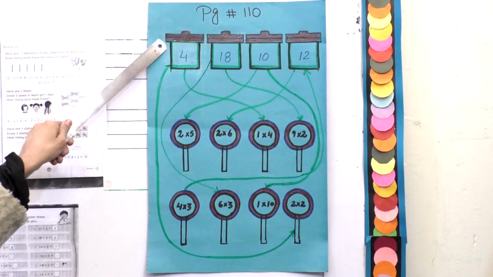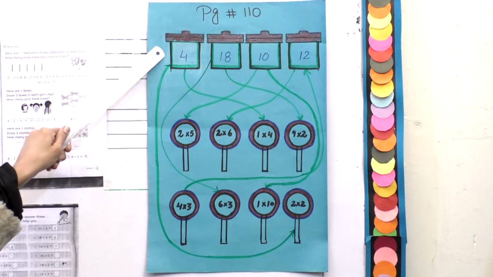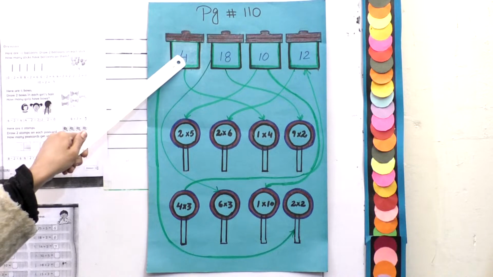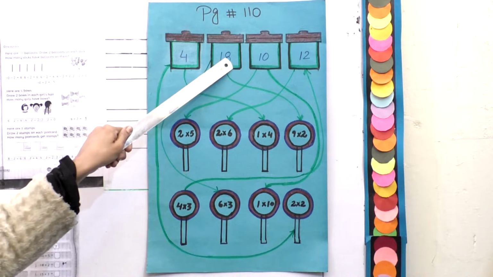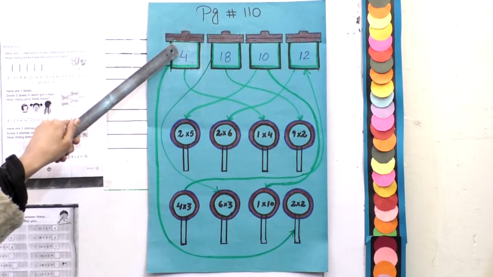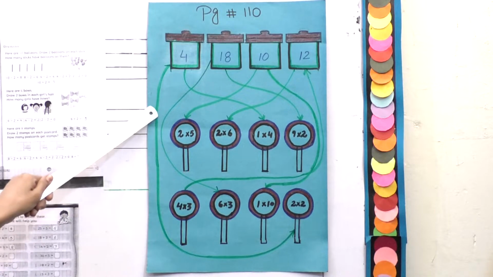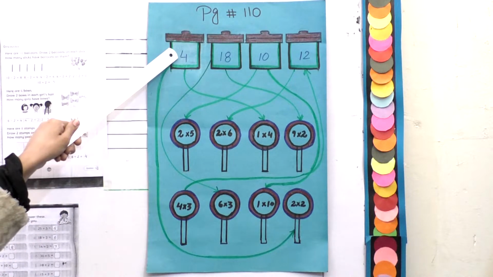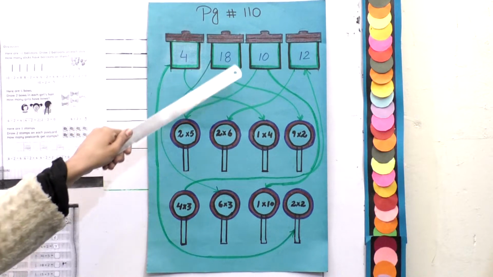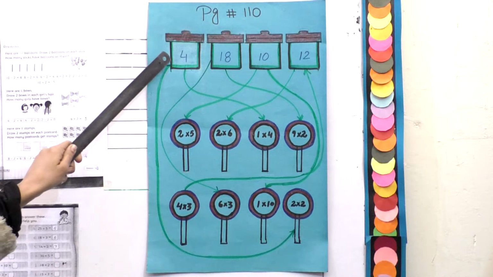Students, now we will do page number 110. Here we are given 4 jars and we are given some numbers, 4, 18, 10 and 12, in these jars. We have to match these numbers with the proper multiplication. We have to show which number matches with which. Okay, now come to the first jar.